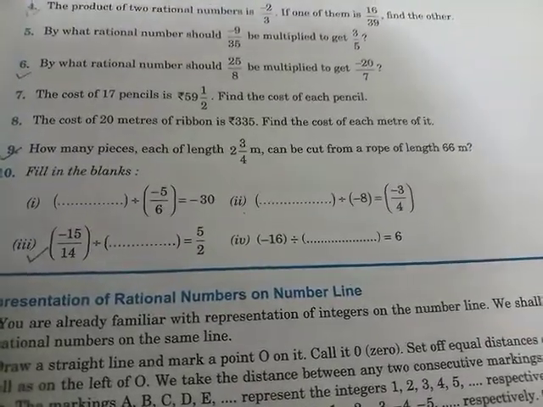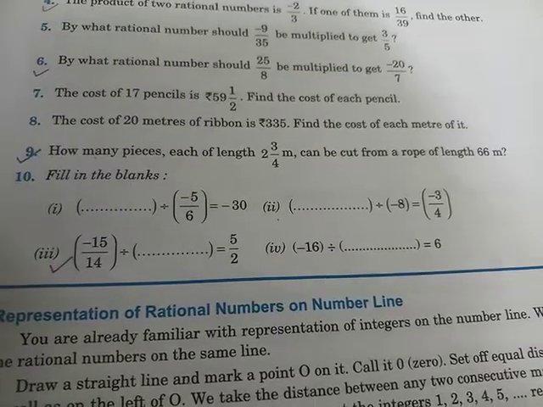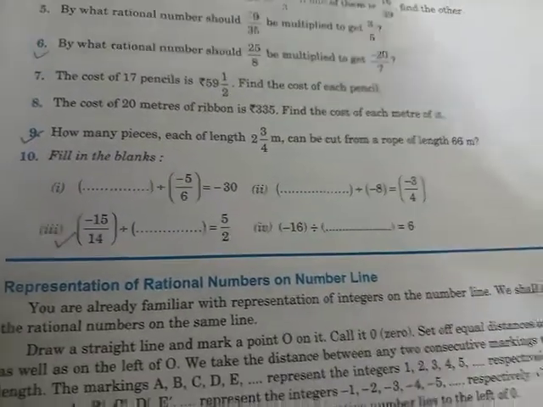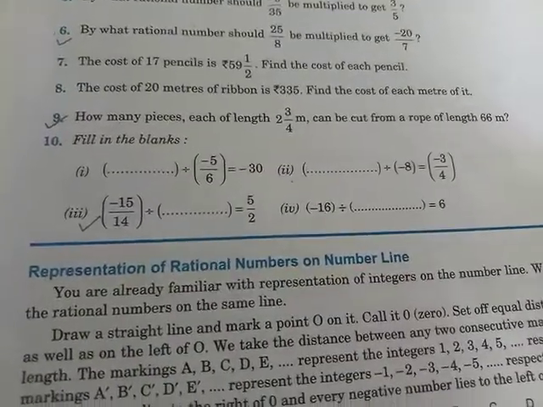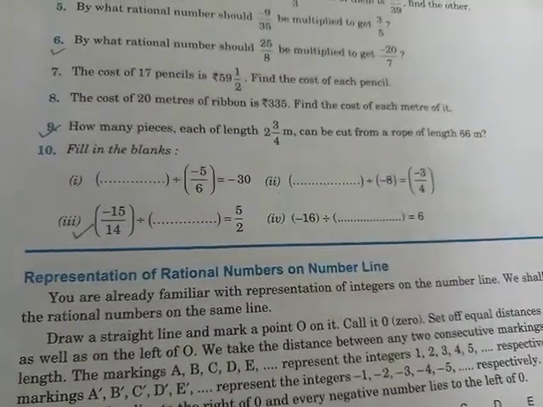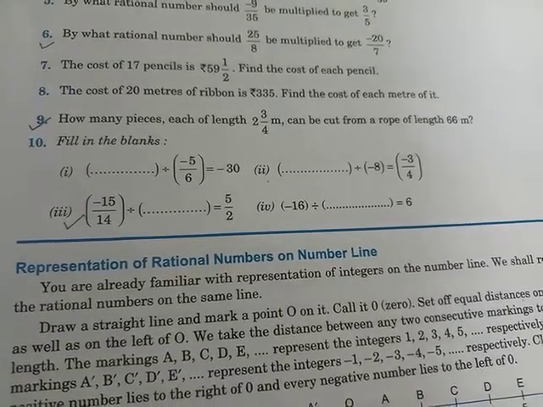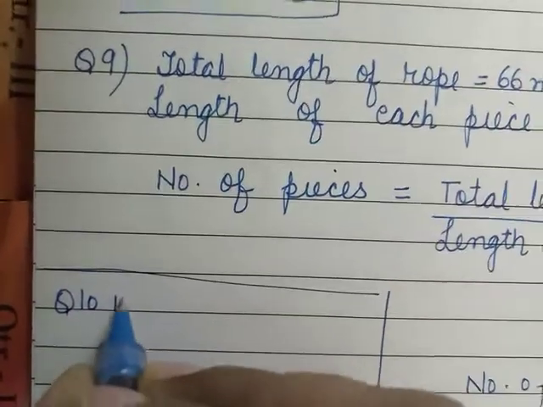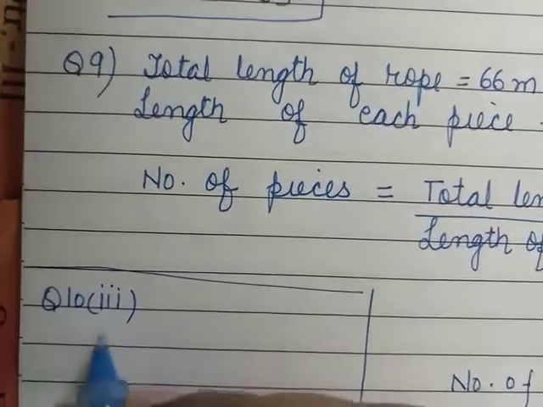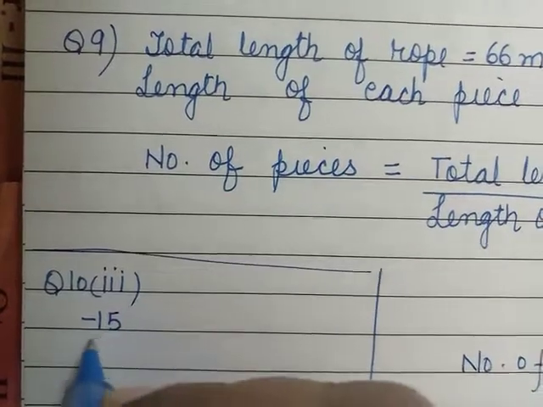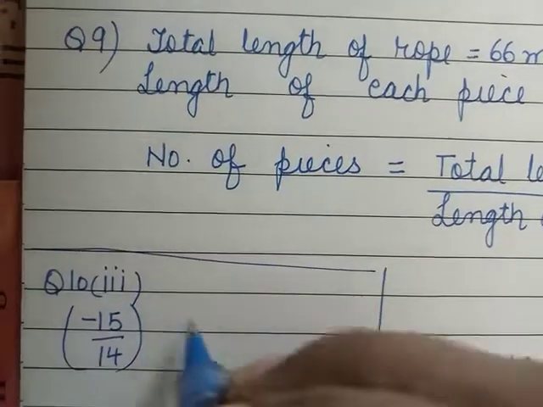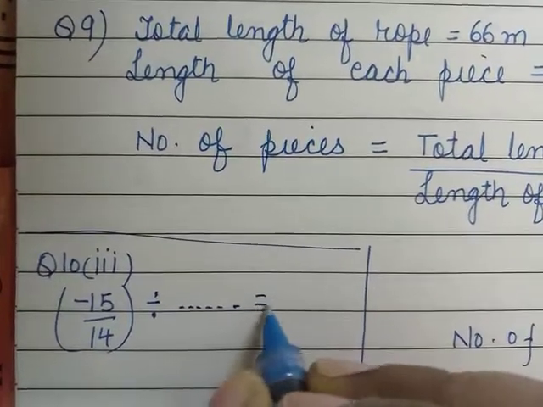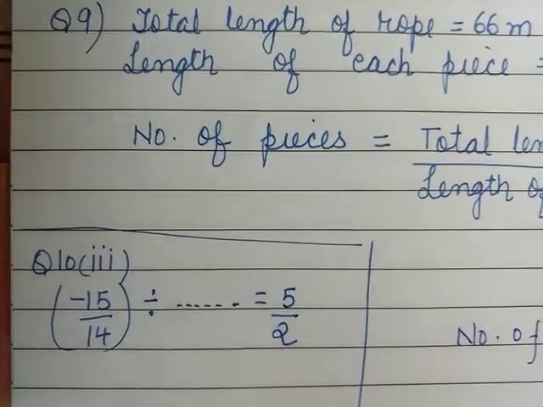Then we come to question number 10. It has fill in the blanks, so you can solve it very easily. I do any one part for you, that is, I do question number 10 third part for you. Question number 10, third. They are saying minus 15 by 14 divided by blank is equal to 5 by 2.